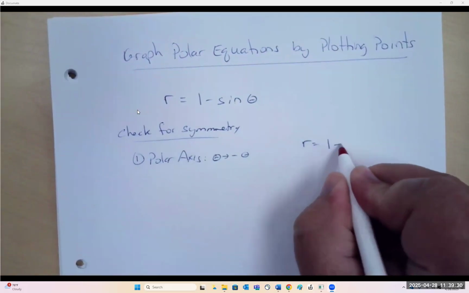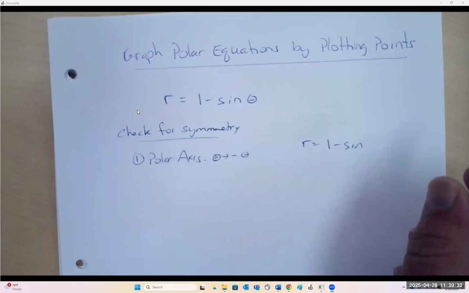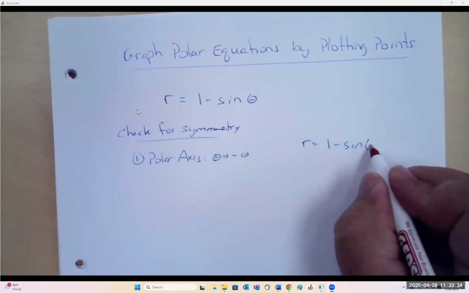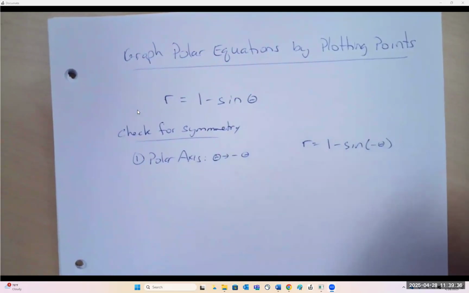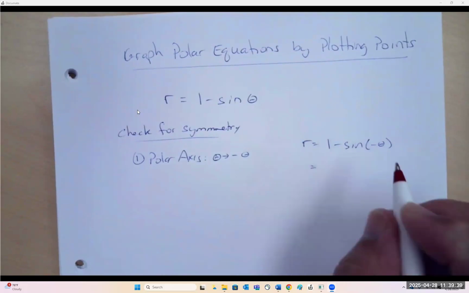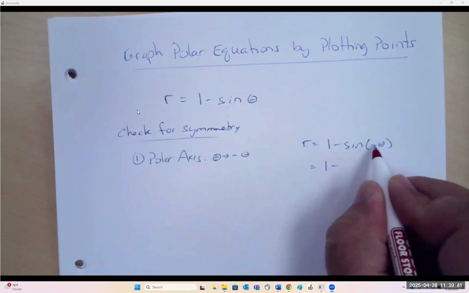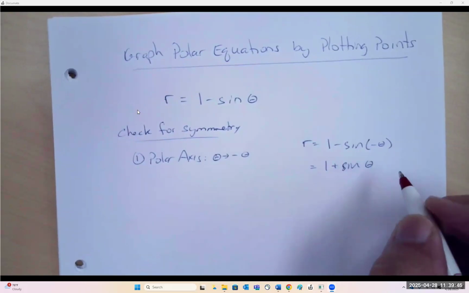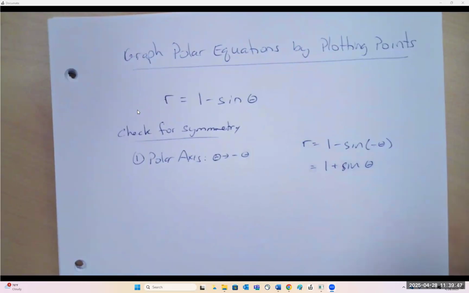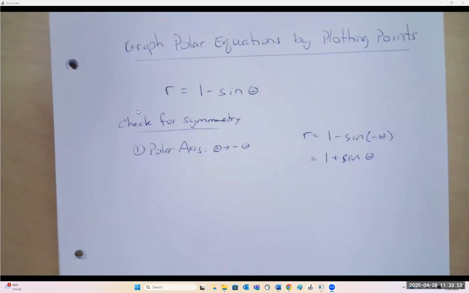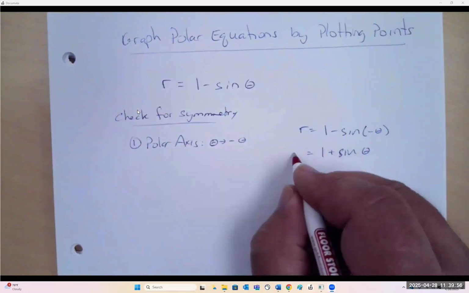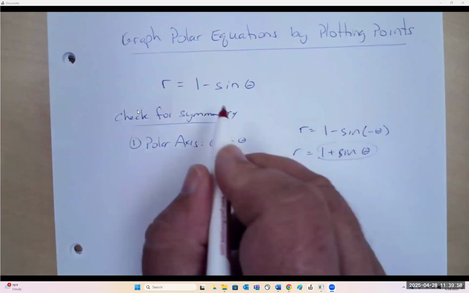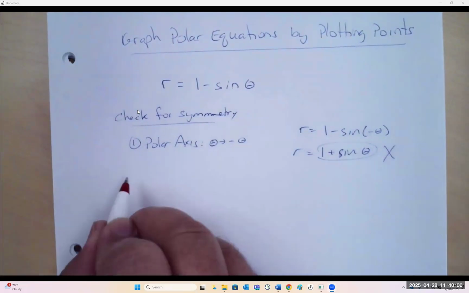r equals 1 minus sine negative theta. So that one changes sign, becomes r equals 1 plus sine theta. So that's plus and that's minus. So that fails.